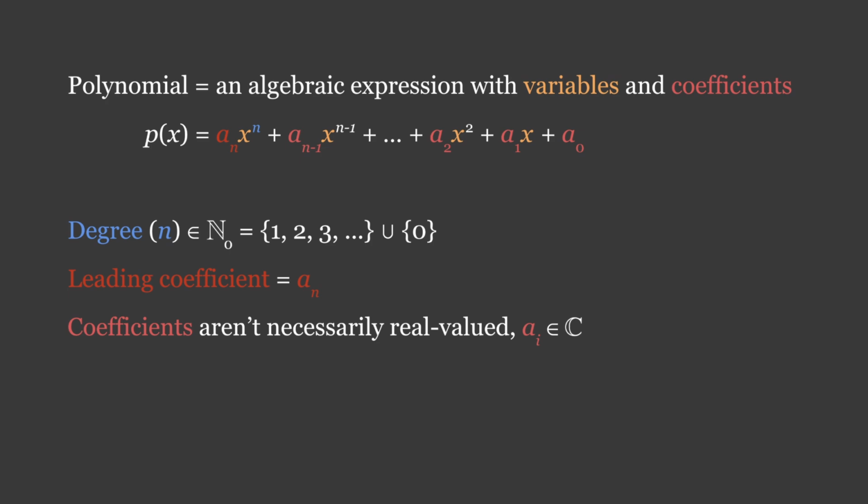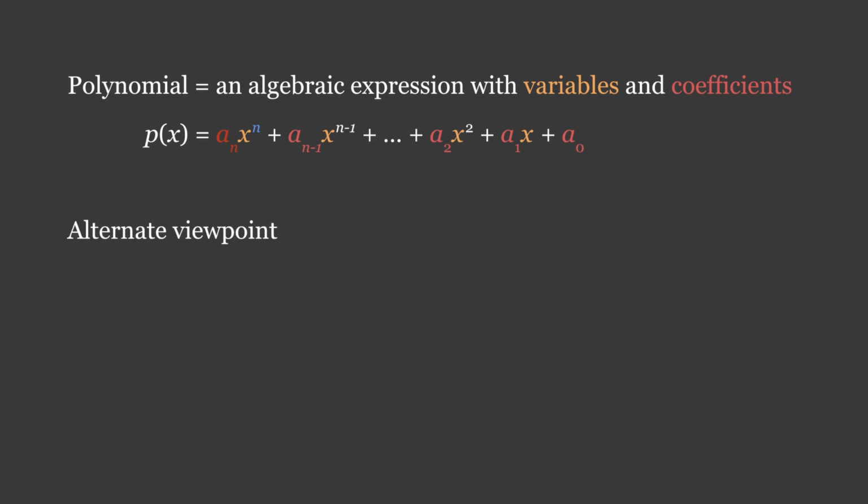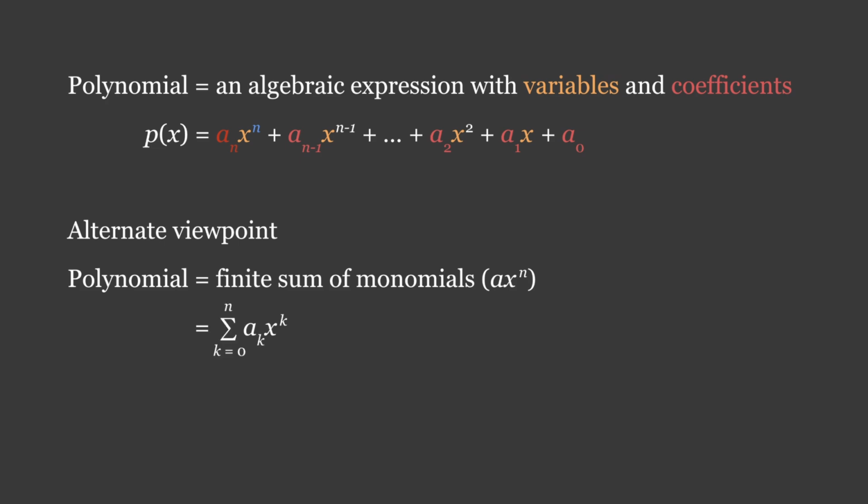It can also be helpful to view a polynomial from an alternative viewpoint. We can see a polynomial as a finite sum of monomials, where a monomial is a function of the form a x to the n. It then becomes an intuitive step to write a general polynomial as the sum from 0 to n of a_k x to the power of k, which of course expands and simplifies to equal our first definition.